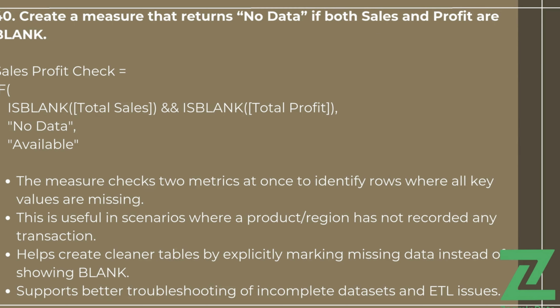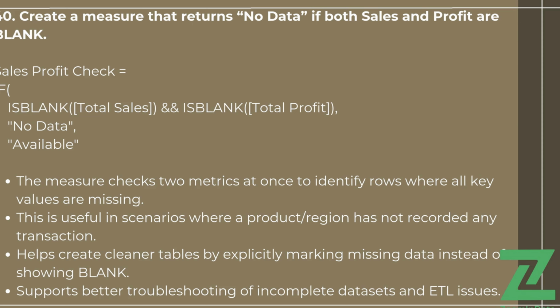40th question. How can a DAX measure be written to return No Data if both sales and profit are blank? The measure uses the ISBLANK function to check whether both total sales and total profit are blank. If both are blank, it returns No Data. Otherwise, it returns Available. This measure checks two metrics at once to identify rows where all key values are missing.